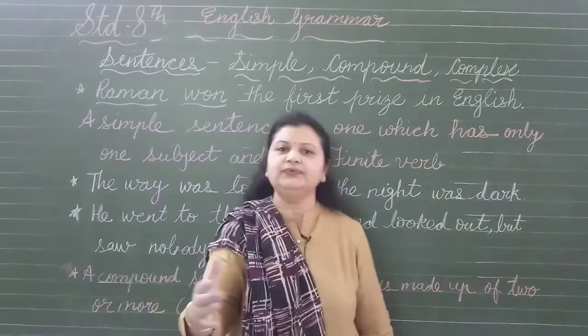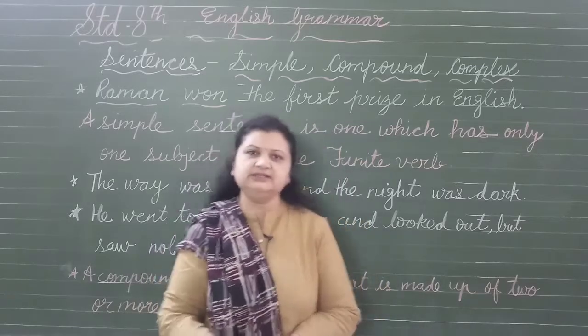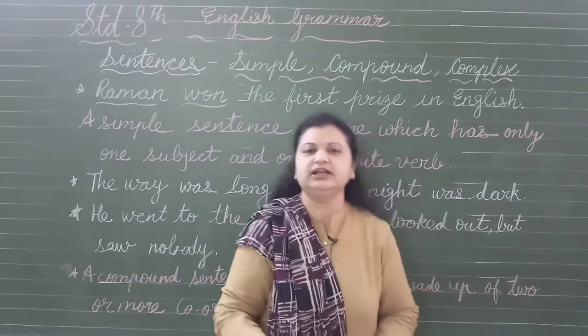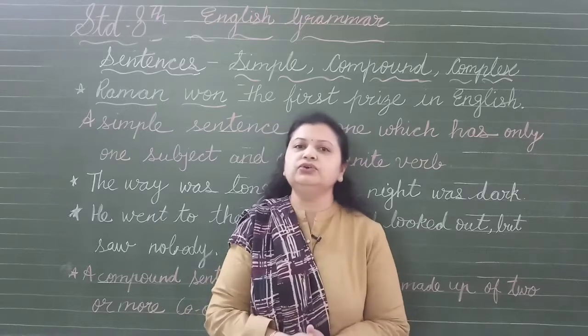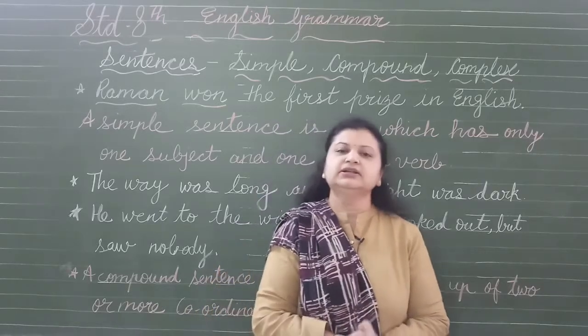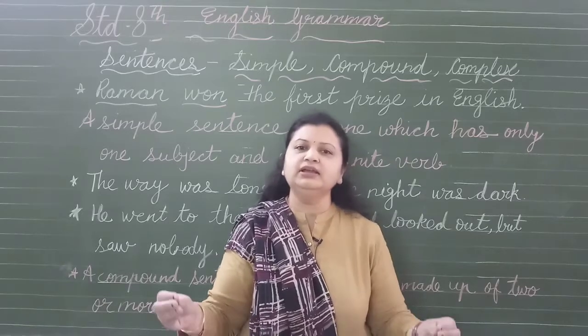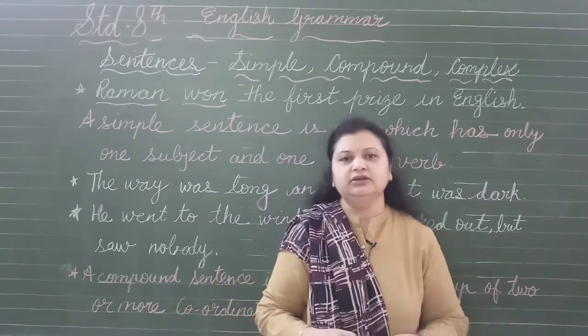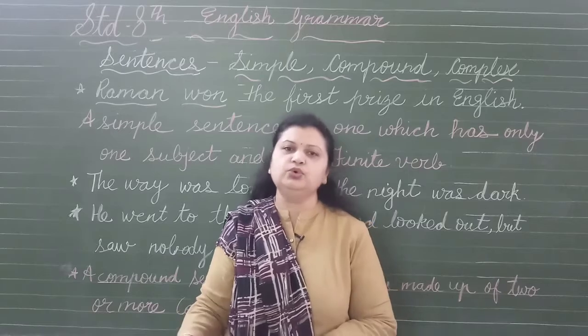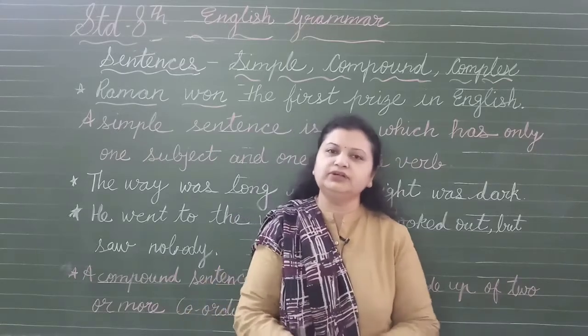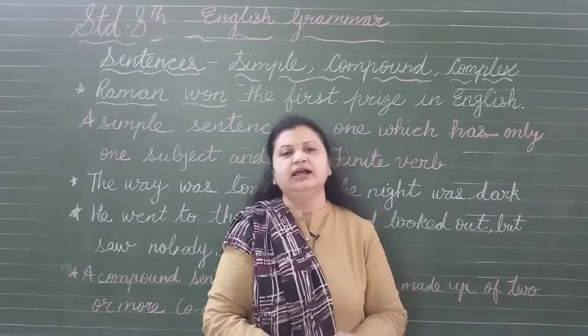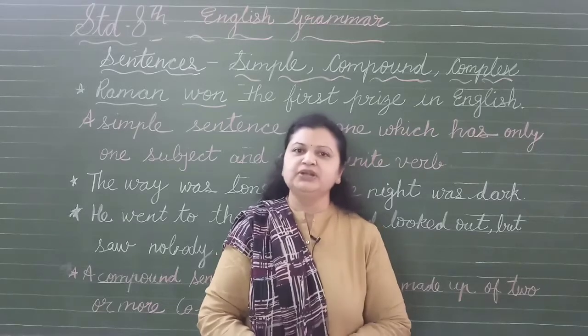If you find in a sentence only one subject and one finite verb, then you can think that this is a simple sentence, which has only one subject and one finite verb. He went to school. In this example also, one subject is there, he, and went is the one finite verb. I like to do my work.